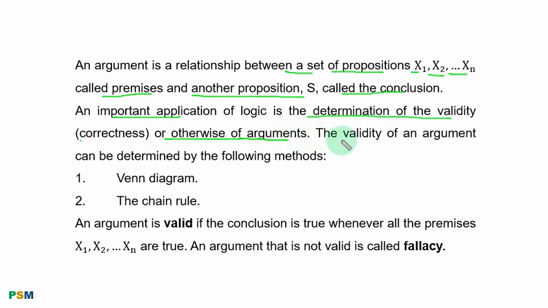The validity of an argument can be determined by the following methods: 1. Venn diagram. 2. The chain rule. An argument is valid if the conclusion is true whenever all the premises S sub 1, sub 2 till S sub n are true. An argument that is not valid is called a fallacy.